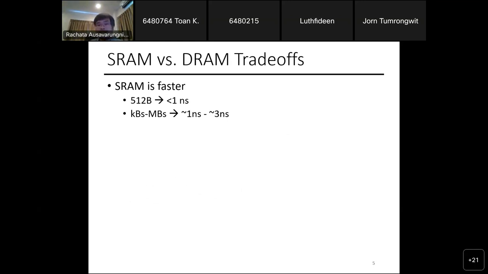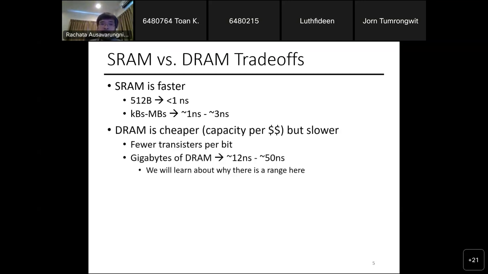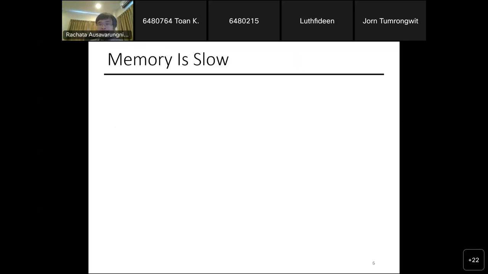If you're looking at kilobytes to megabytes of data, it's still a few nanoseconds, but a lot faster than DRAM, for example. So, gigabytes of DRAM, DDR3 and DDR4. I need to double check the timing for DDR5. I don't have the number off the top of my head, but if you look at DDR3 and DDR4, you're looking at something around 10 to 15 nanoseconds or more, depending on how you read the memory, right? So the conclusion is this: memory is slow.